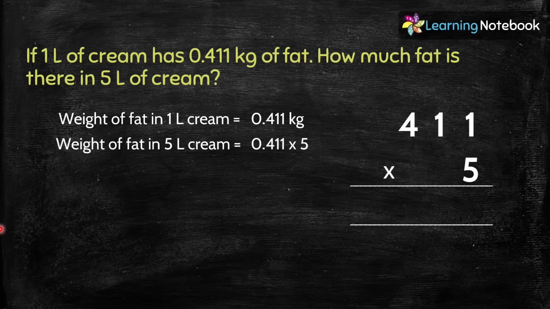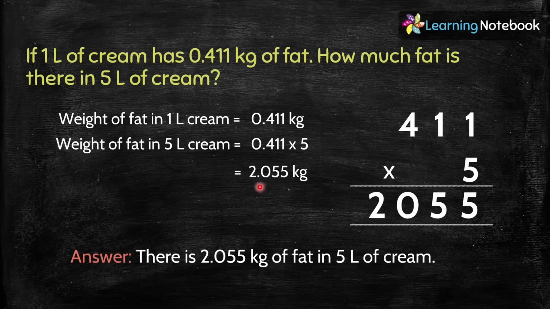First we will multiply the decimal number as we multiply the whole numbers, like without decimal point. And we get the product as 2055. Now the given decimal number has 3 decimal places. So we will put decimal point in the answer after 3 decimal places. So answer is 2.055 kilogram. We will write the answer statement. There is 2.055 kilogram of fat in 5 liters of cream.